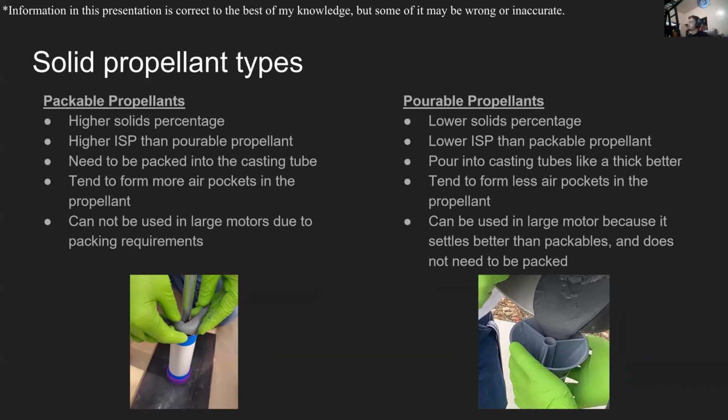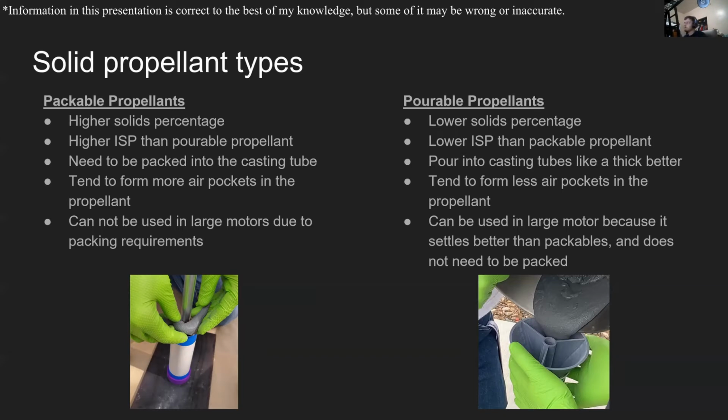You have to kind of roll it up into little snakes like you see in that photo, and then you have to drop them into the liner, and then you have to pack them down with a tamping rod in order to get them to seat nicely and get all the air bubbles out of there. And they also, speaking of air bubbles, tend to form more air pockets in that propellant because you're tamping that propellant down. It doesn't naturally want to settle down into place.